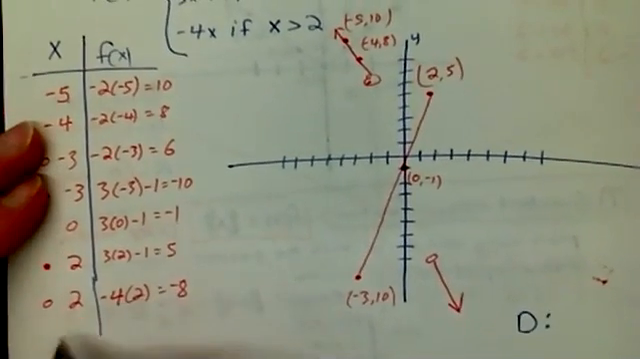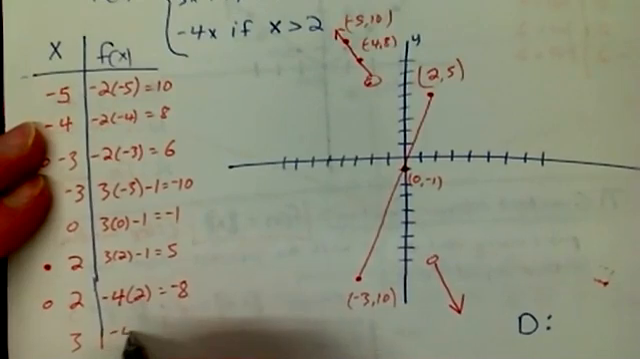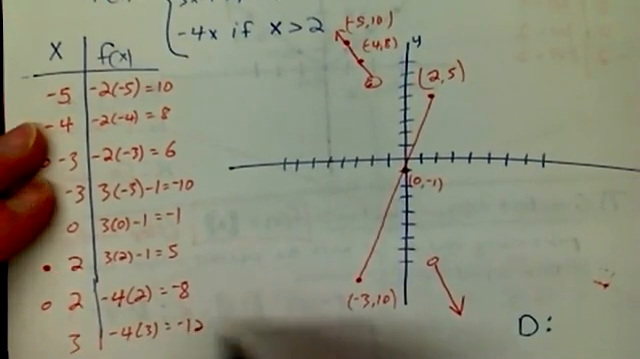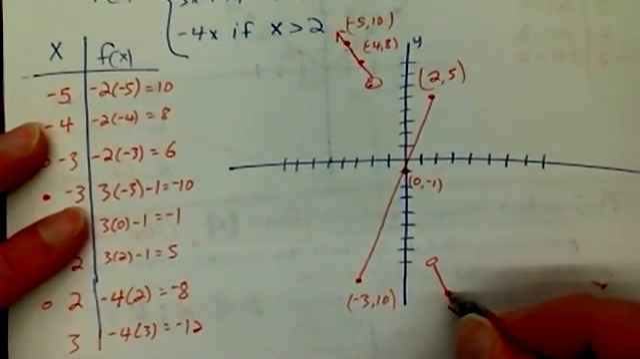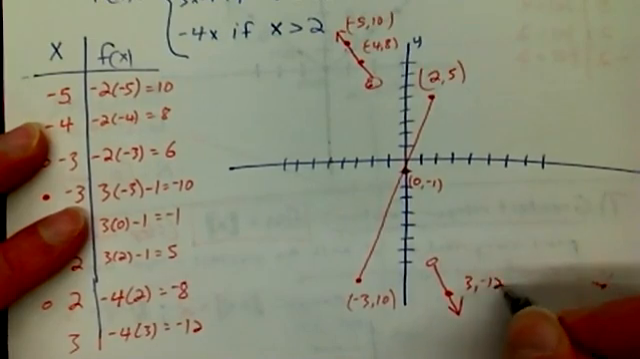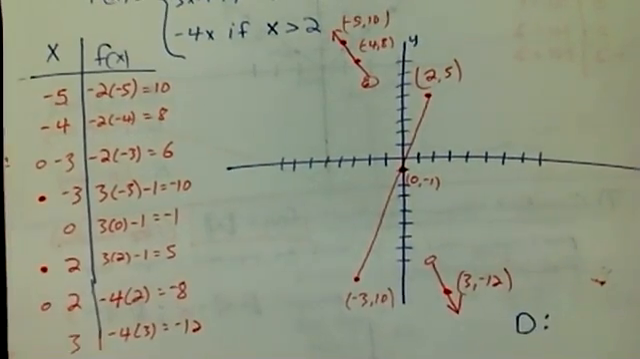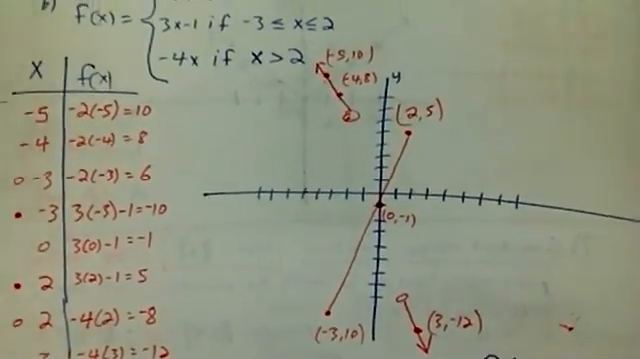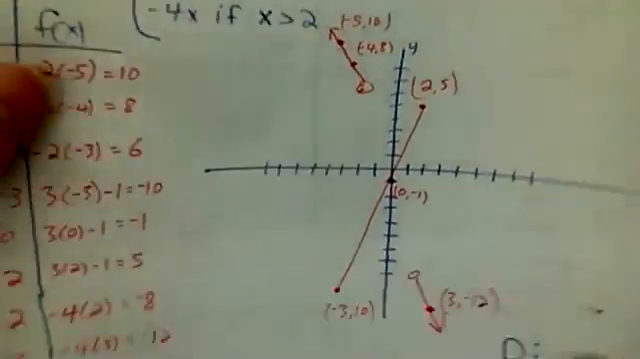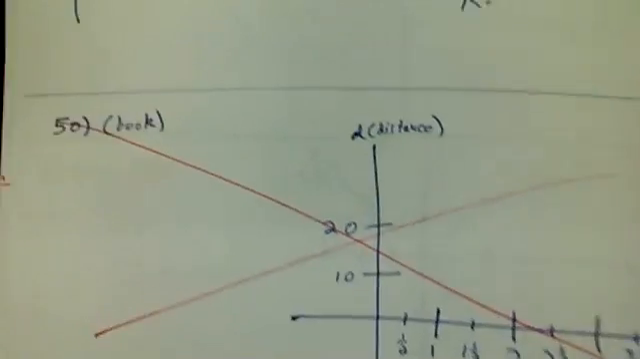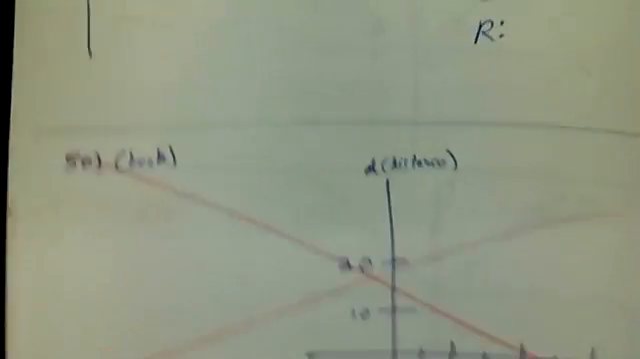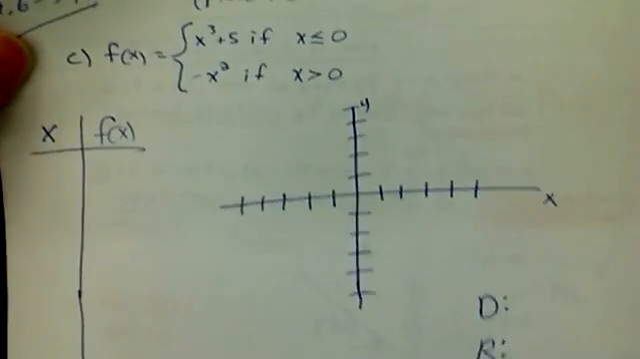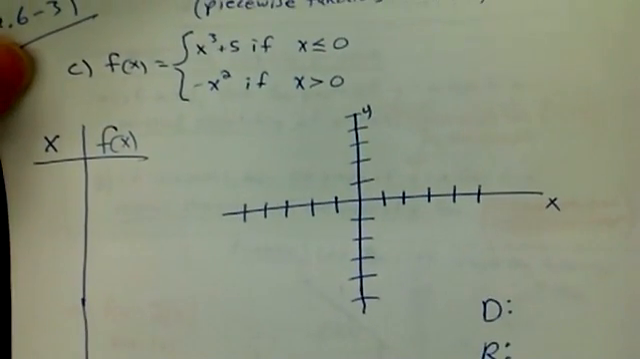I guess I should label a point on it. If I have 3, that's -4 times 3 is -12. So somewhere in here, I'll label that 3, -12. So look at that piecewise function. One other one to take a look at would be this one, not that one. I mean, that's not a bad one to look at, is C, where everything isn't linear. Maybe give that one a try.